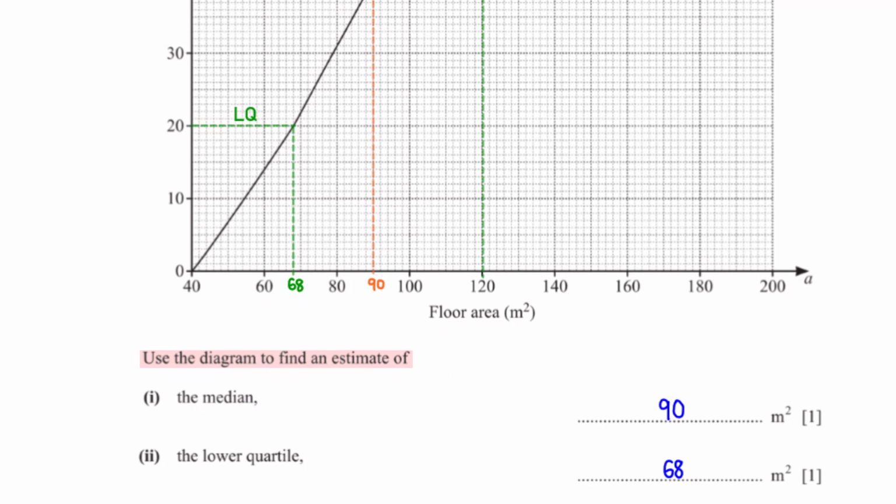Find an estimate of the lower quartile. To get the lower quartile, we map 1/4 of 80, which is 20, on the diagram. This gives us 68 meters squared.